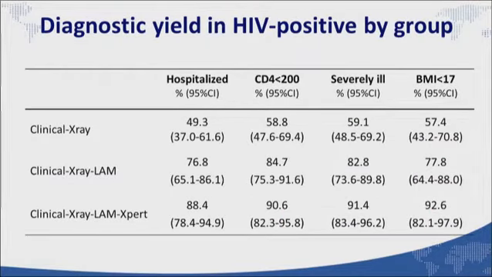So now if we look at the diagnostic yield in HIV positive patients by group, you can see that there is a similar proportion in all groups. Through clinical exam and X-ray, around 50–60% of the patients were started on treatment. And when LAM was added to the strategy, again, 77–85% of the TB confirmed patients were started on treatment, and when Xpert was added, again, 89–90% were started on treatment.